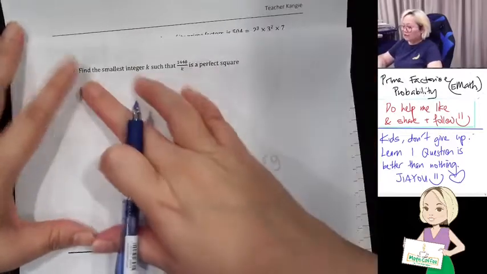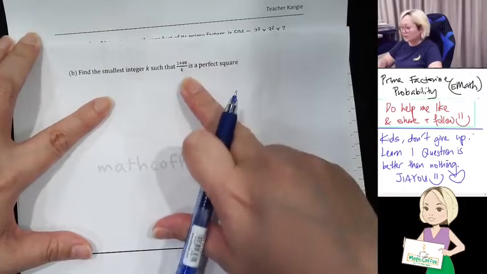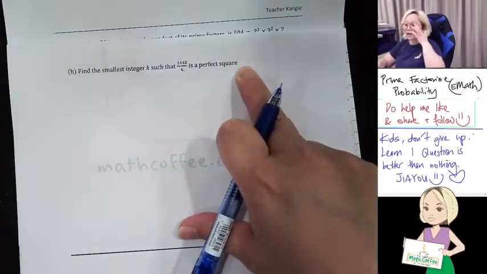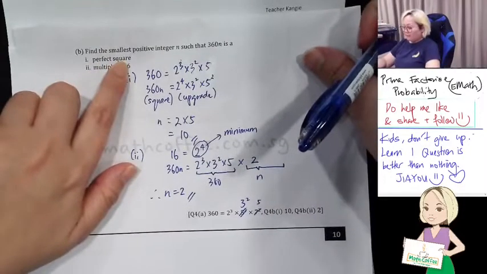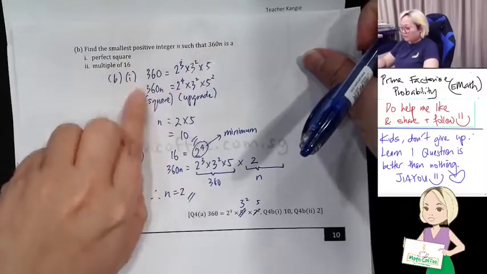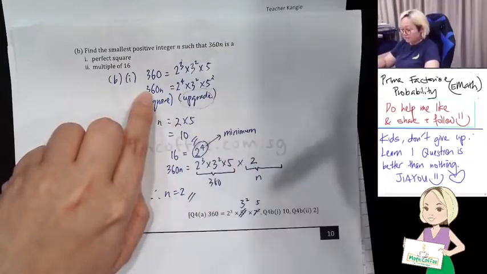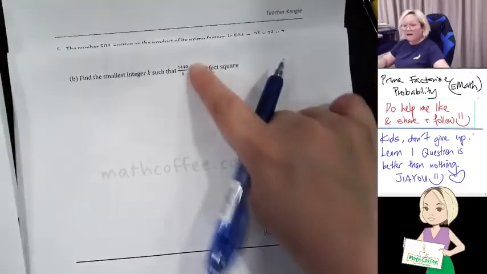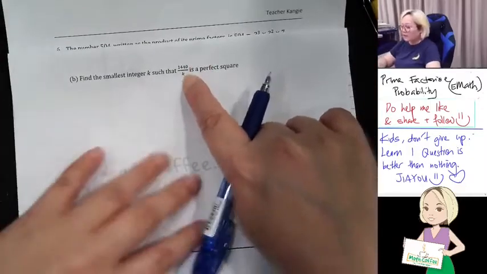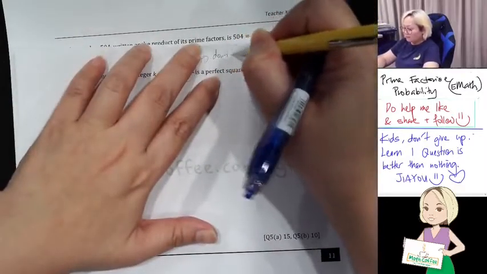So this one says find the smallest integer k such that 1440 over k is a perfect square. Again, it's asking for perfect square. So what's the difference between this and the previous one? Okay, perfect square. The previous one was 360n. This is what I call upgrade because I want to make it a bigger number. That's called upgrade. Okay. Now this one is divide. So this is downgrade. Understand? I need to downgrade it.